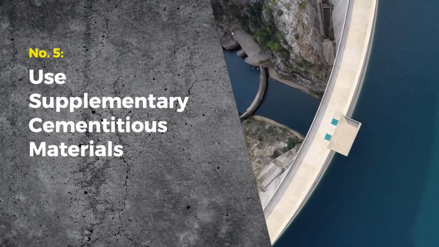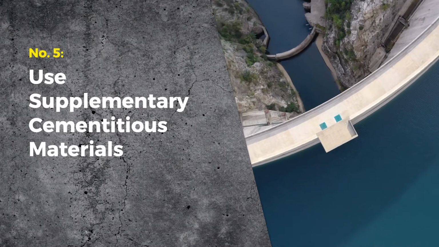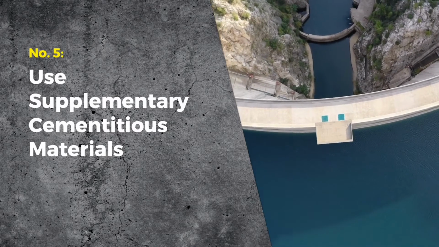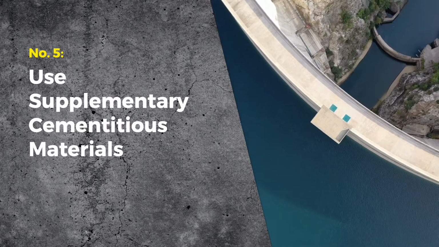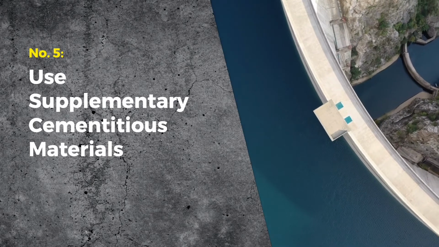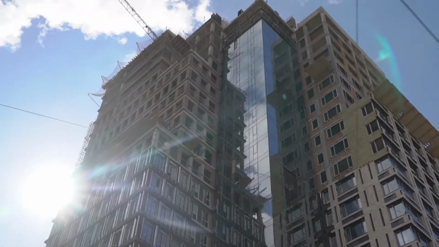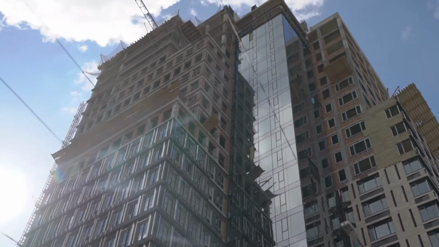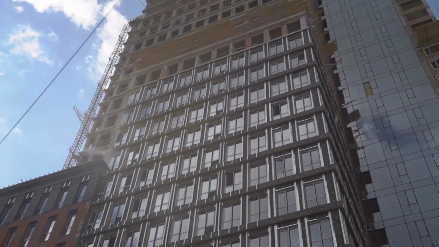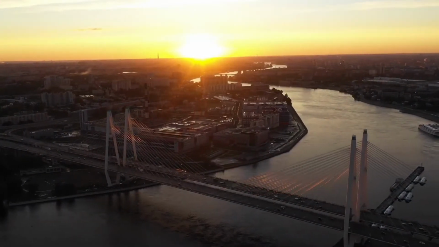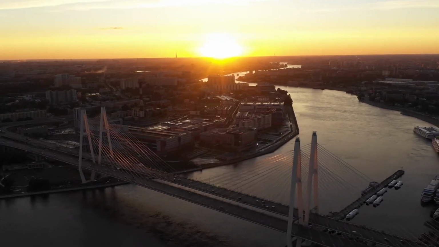The next strategy is obvious. Use supplementary cementitious materials. Nearly all concrete used today has some amount of supplementary cementitious materials, or SCM for short. The most common are fly ash, slag cement, and silica fume, in that order. However, there are others such as metakaolin, volcanic ash, rice husk ash, and ground glass, just to name a few. Some are waste byproducts of other industrial processes, and others are naturally occurring materials that require little processing and therefore have small carbon footprints.